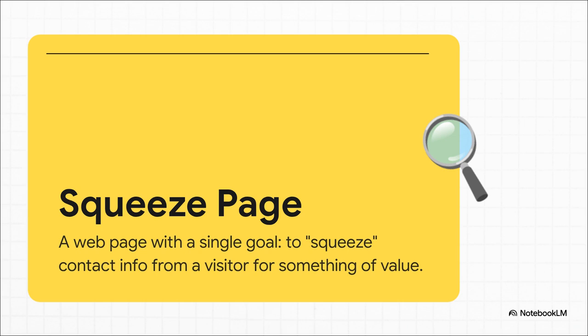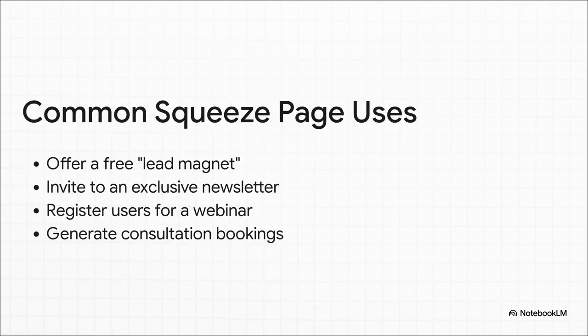But here's the key. It's all about the exchange. You're not just asking for their info for nothing, you're offering them something genuinely valuable in return. I guarantee you see these things all the time, even if you don't really think about it. They're used to offer freebies like ebooks or guides. We call those lead magnets. They are perfect for getting signups for an exclusive newsletter, for registering people for a webinar, or even for generating bookings for free consultations. The principle is always the same. You give me value, I'll give you my contact info.